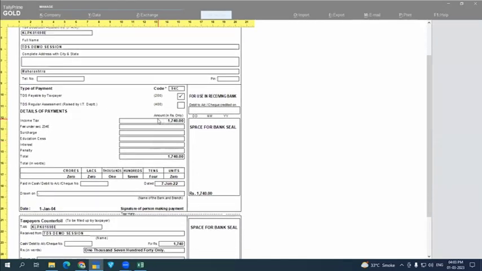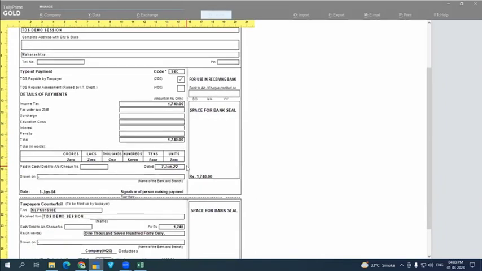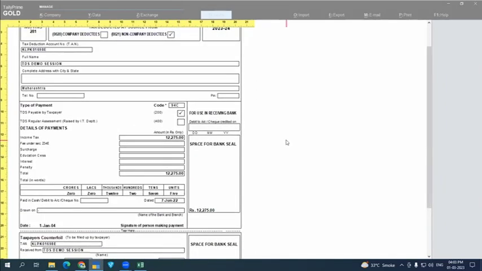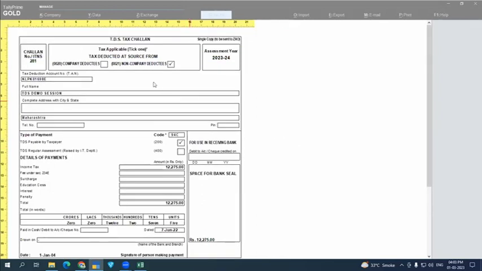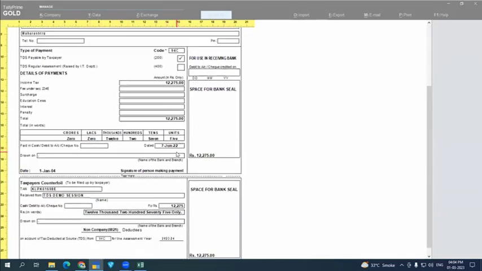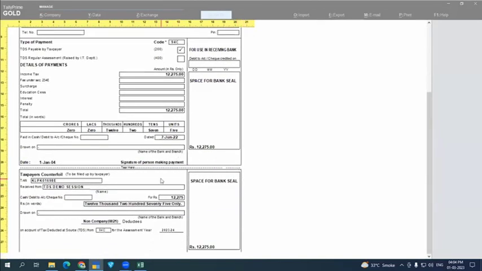Then see here, payment is in the proper box, 1,740. And on the next page, see, this is the second page. The tick box, check box is here. That is company deductee, 12,000. Okay. And the counter file is there.